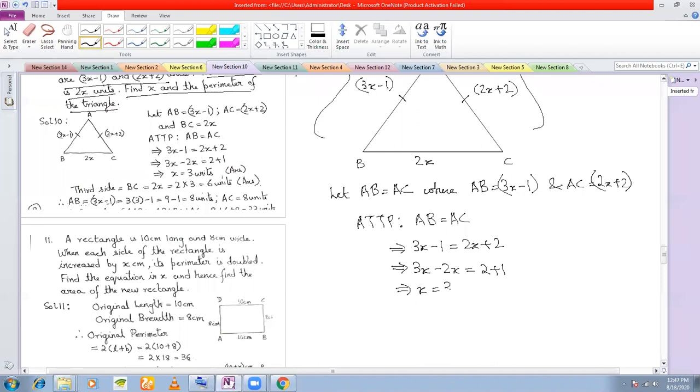Means we have got x is equal to 3. So the first part of the question is answered: find x. We have found this. The next part of the question is find the perimeter.